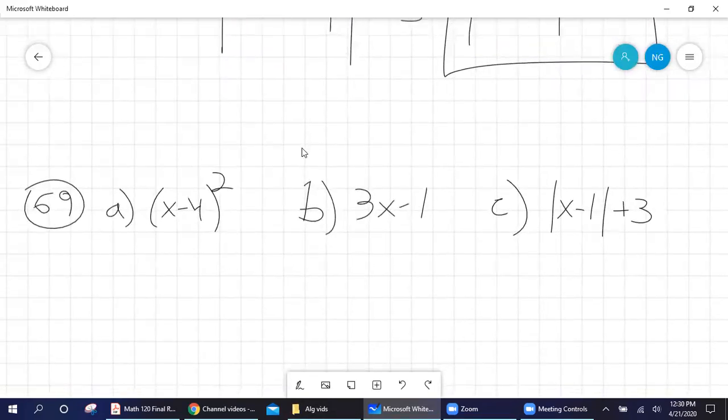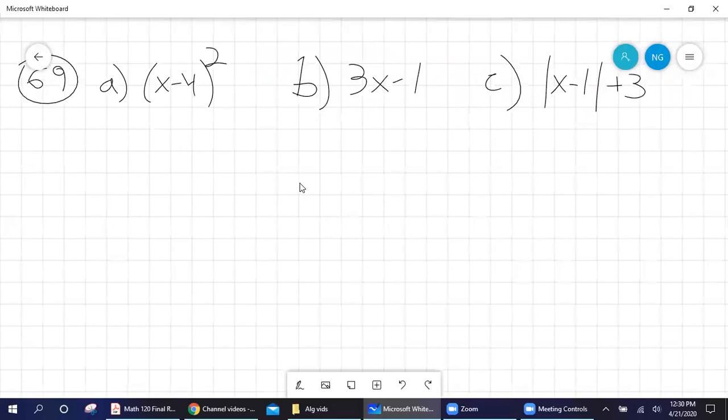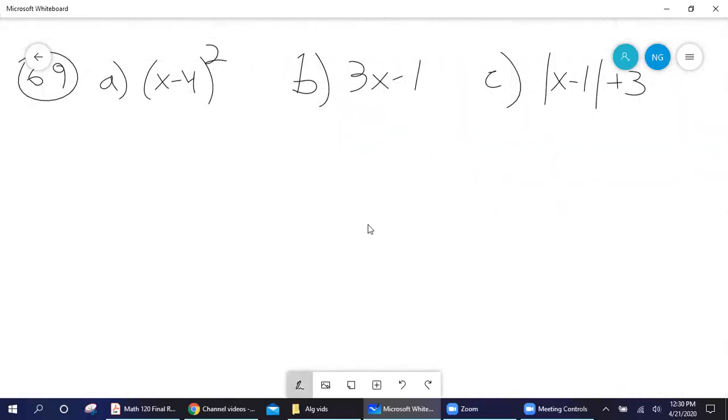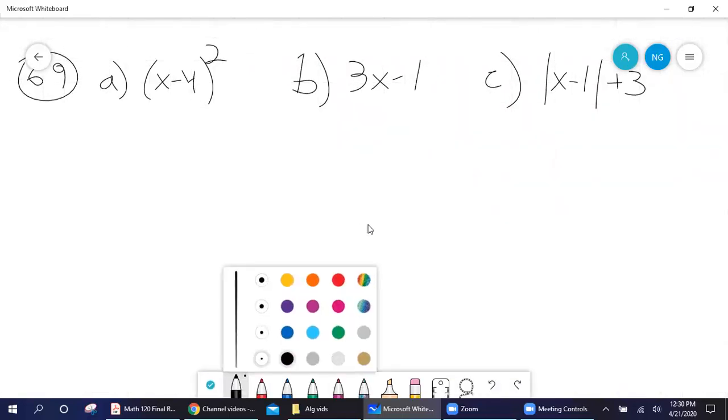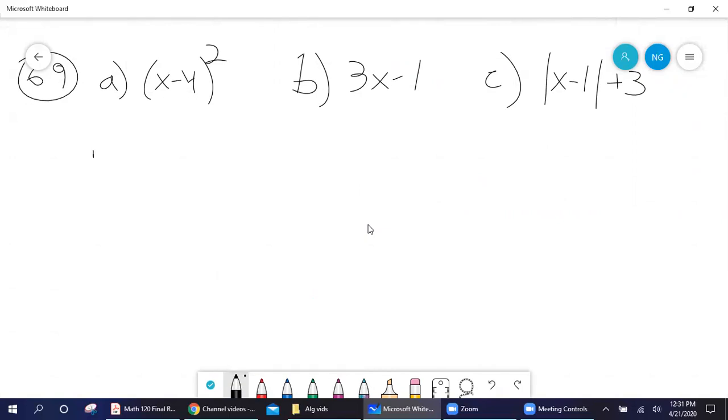For number 69, we're asked which functions are one-to-one. The easiest way to attack this is to think of what the graphs look like. A one-to-one function passes the vertical line test. That's what makes it a function, or part of it. But it also has to pass the horizontal line test, meaning a horizontal line would only hit the function once. Well, part A is a parabola. A horizontal line would hit that more than once. So this is not one-to-one.